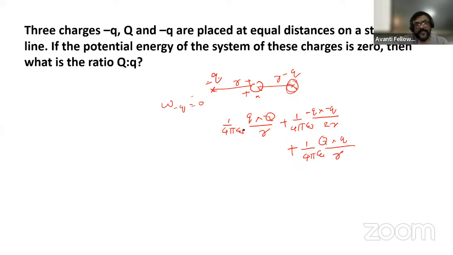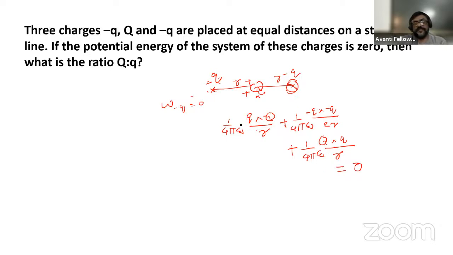R. Is it clear? So first charge is brought, work done is 0. Second charge, capital Q, is brought, work done is 1 by 4 pi epsilon 0, negative Q into positive Q by R. Distance between them is R. Now the third one is brought. So we have to do work against the potentials due to negative Q and positive Q. So against negative Q will be 1 by 4 pi epsilon 0 negative Q into negative Q divided by this total distance 2R. And this is equal to 1 by 4 pi epsilon 0 into Q into negative Q by R. So this sum should be 0. So all these three together should give 0.